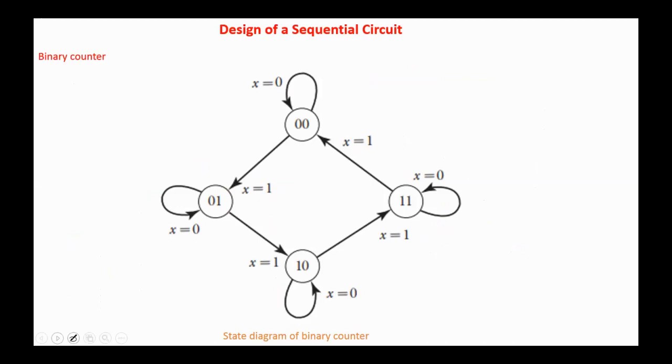Regarding the design procedure of a sequential circuit, the input is the state diagram or the state table, and we need to design the circuit or obtain the circuit diagram. For example, to design a 2-bit binary counter that counts from 00 to 01, 10, and 11, X here is the count. If X is 0, the state always remains the same, no count. However, if X is 1 and the state is 00, then the next count is 01. If the current count is 01, the next count is 10, and the next count is 11, and repeat. This is the state diagram for a 2-bit binary counter.